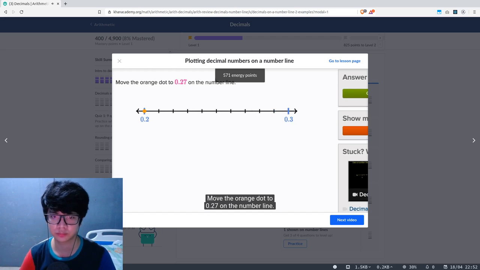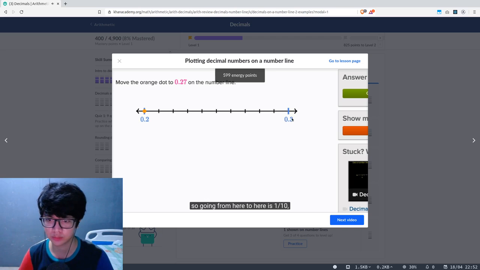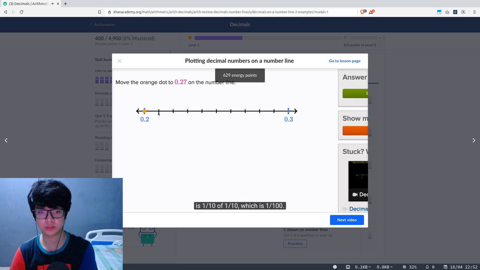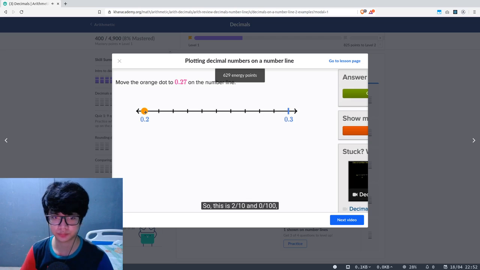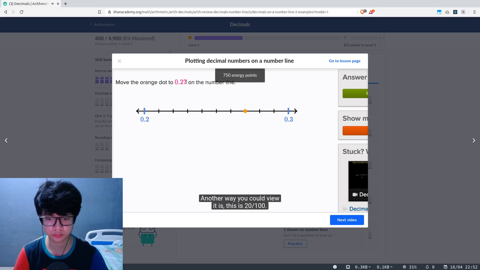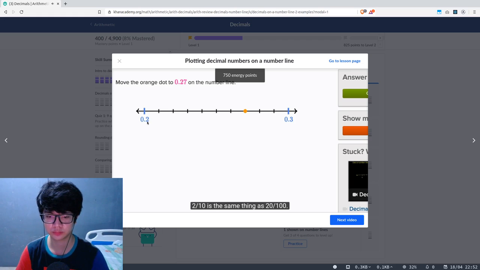Move the orange dot to 0.27 on the number line. Well, this is 0.2, this is 0.3. So going from here to here is a tenth, and then they've divided that tenth into 10 sections. So each of these is a tenth of a tenth, which is a hundredth. So this is 2/10 and 0/100, 2/10 and 1/100, 2/10 and 2/100, 2/10 and 3/100, 2/10 and 4/100, 2/10 and 5/100, 2/10 and 6/100, 2/10 and 7/100. Another way you could view it is, 2/10 is the same thing as 20/100, 21/100, 22/100, 23/100, 24/100, 25/100, 26/100, 27/100.